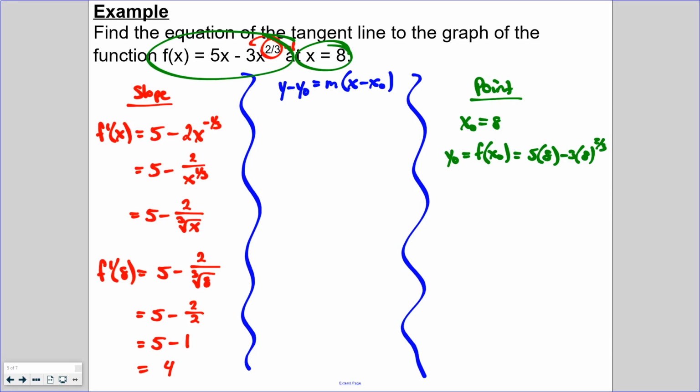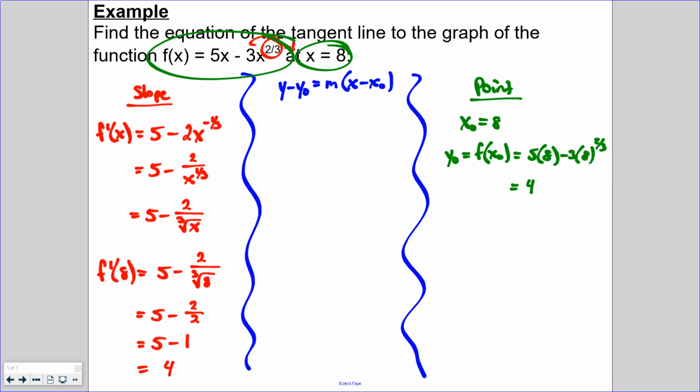Now you might be thinking to yourself, I have no idea what 8 to the 2/3 power is. And that's fine. You can always convert the 2/3 power into a radical and then simplify, or just plug it right into your calculator, 8 raised to the 2/3 power. And when we do that, we're going to get 4. So let's see, we're going to get 5 times 8, which is 40, minus 3 times, we just said 8 to the 2/3 power is 4.